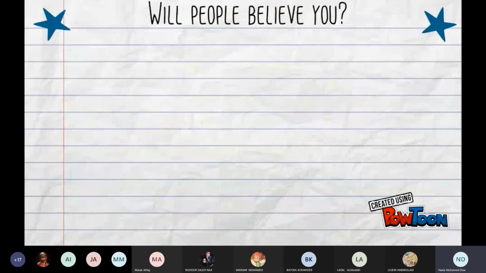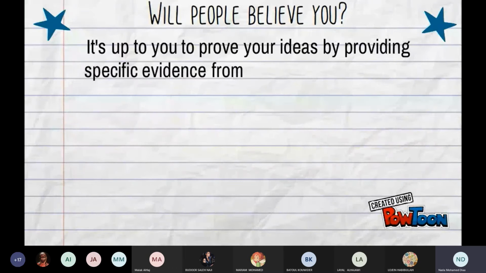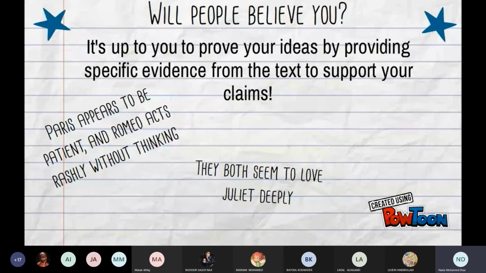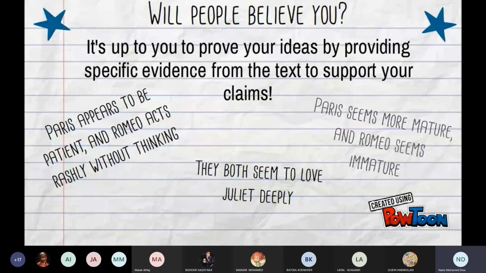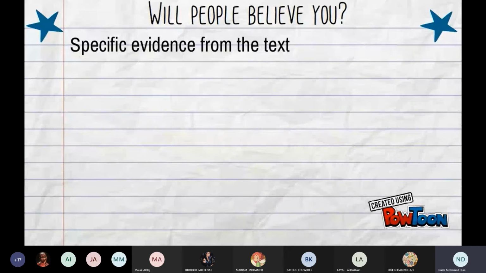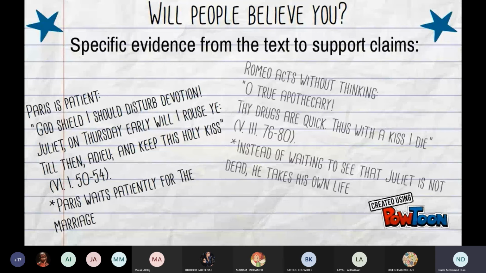You can also look at how the characters act. It is up to you to find evidence from the text to support your claims. Look at the brainstorm ideas below and notice the different ways you can prove Paris and Romeo are similar and different in the text. Remember that you must include specific cited evidence copied directly from the text. These must be followed by in-text citations. View the example evidence below and notice how they support the claims and include in-text citations.